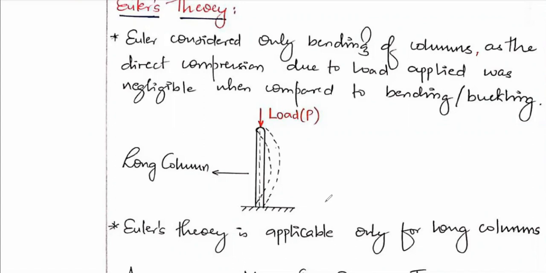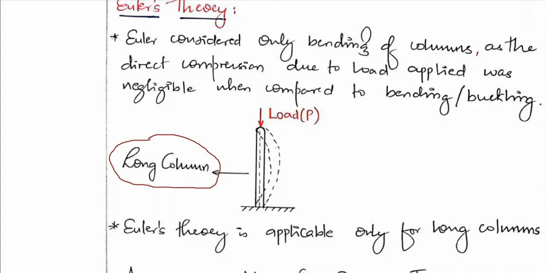What he is trying to tell here is that he has considered a long column. If you remember the table which I gave you, in that table where I have listed the long column, I have clearly specified that for long columns, only buckling will come into picture and the direct compressive stress is negligible. And that is what Euler has made use of.